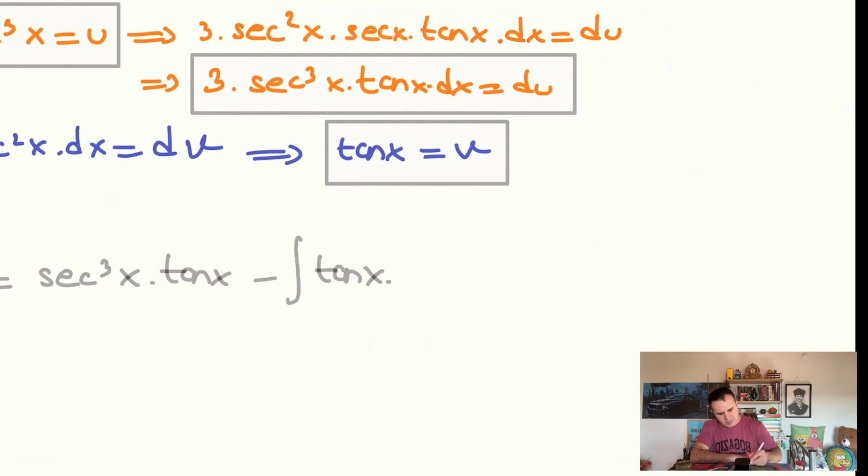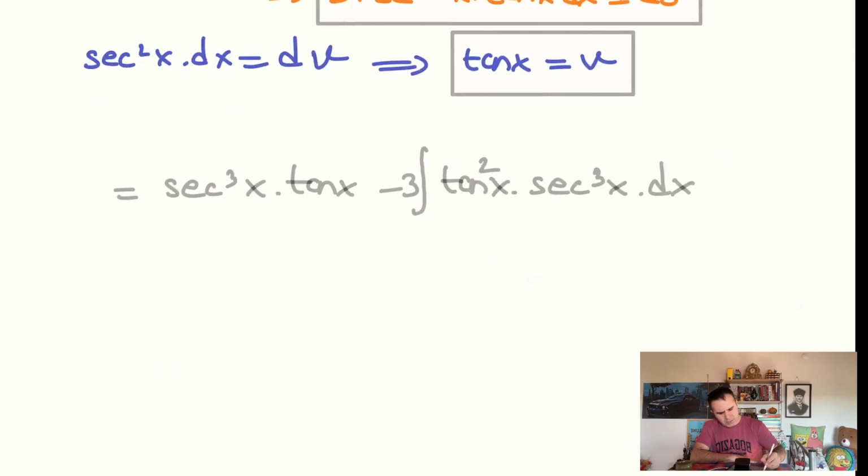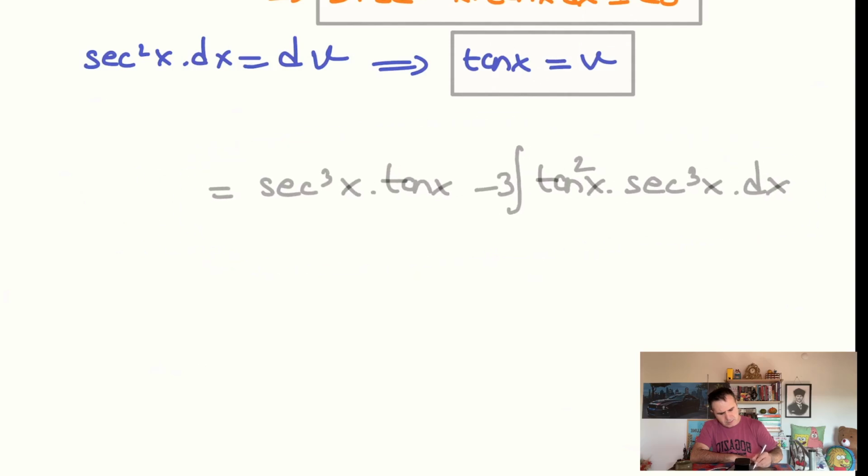Since we have 3 here, I will write it outside of the integral, times secant cube x times tangent x, that is tangent square of x, dx. Our integral was the integral of secant to the power of 5 x dx.